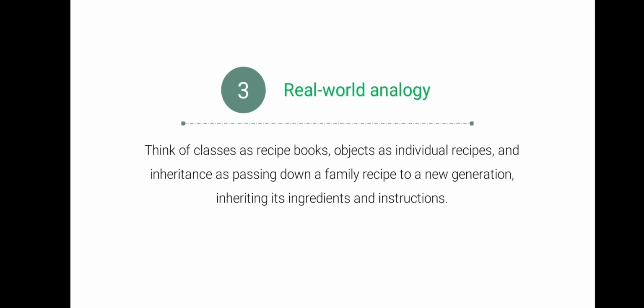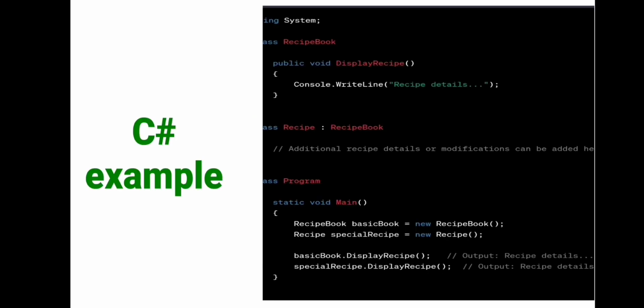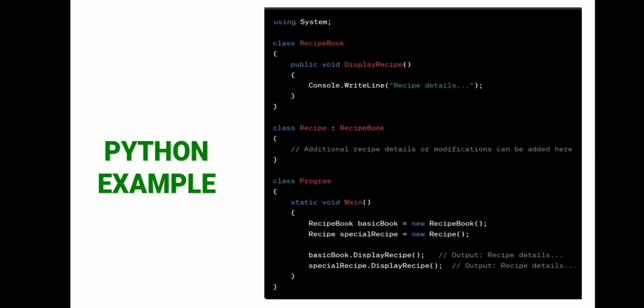So the third one will be the real-world analogy. Think of classes as recipe books, objects as individual recipes, and inheritance as passing down a family recipe to a new generation, inheriting its ingredients and instructions. So the first one will be the code demonstration. So these are the C# example. And the next one will be the Python example.